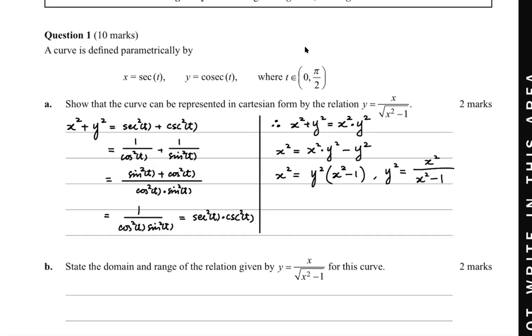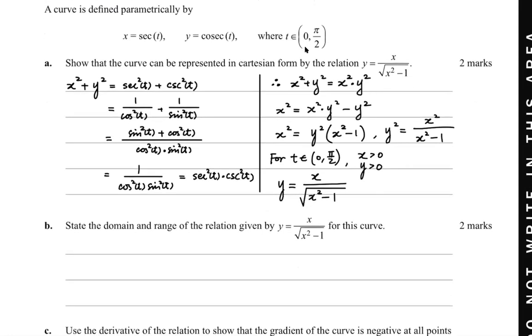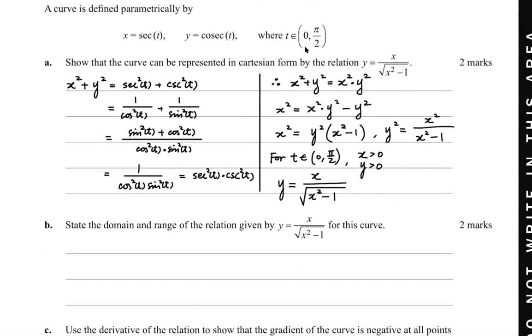But then we realize for t goes from 0 to pi on 2, my x value must be greater than 0 because it's in the first quadrant. y is also greater than 0. So taking the square root will give you the required Cartesian equation. x squared becomes x, y squared becomes y, and the bottom is the square root of x squared minus 1. This is how you're supposed to derive the given Cartesian relation, okay?